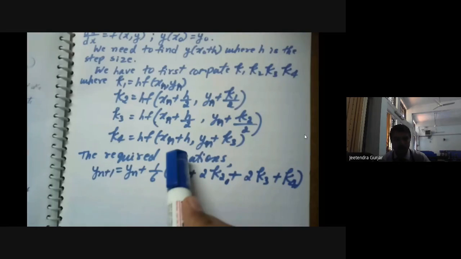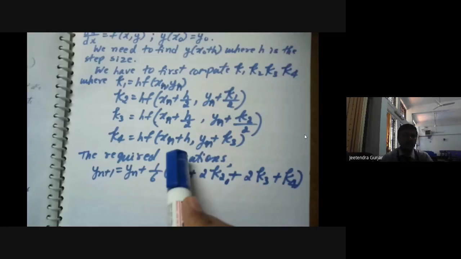For k4 we don't have h upon 2. You may rewrite it correctly: yn plus k3. Here also k3, there is no division by 2. Remember, for k4 we don't have any h upon 2 or k3 upon 2. It is h and k3 itself. I will repeat once again. k4 is a different formula. k4 is equal to h f of xn plus h, comma yn plus k3.